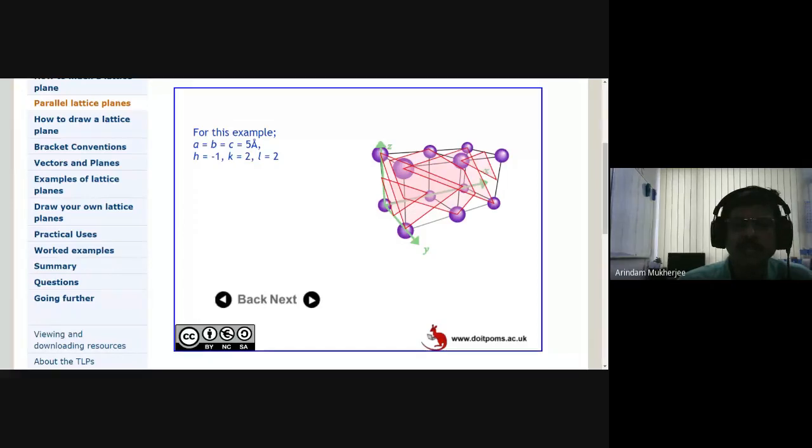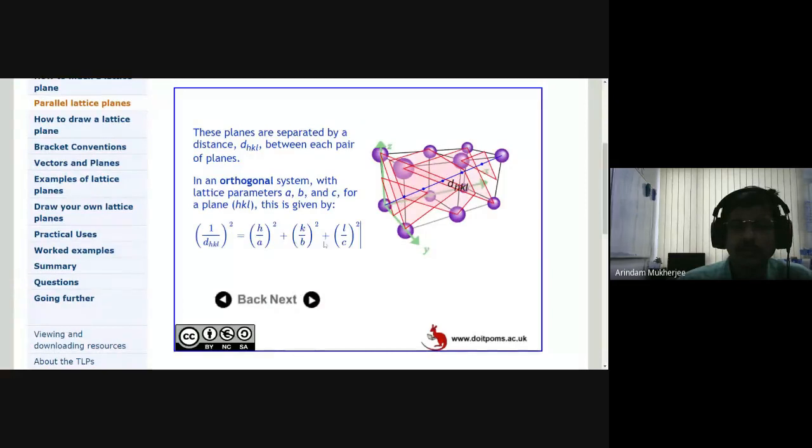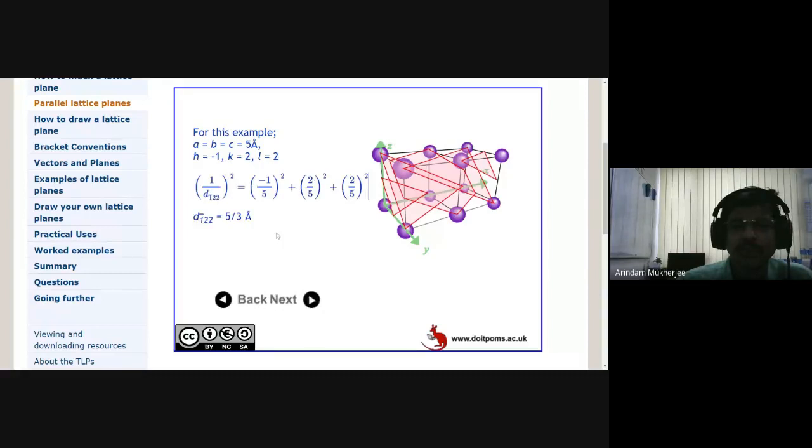So this is very nice. We already know 1 bar 2 2. We just solve the plane. And we take that, let a equal to b equal to c equal to 5 angstrom, because that way it will be easy for the math to be understood. So I can put these values into this equation, the common a, b, c values, and the plane values, h, k, l values here. And I get that d of 1 bar 2 2 is equal to 5 by 3 angstrom.